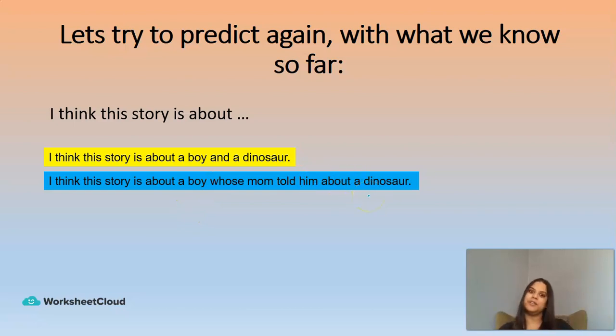Okay, so now I'm going a bit further. I think the story could be about the boy whose mommy was talking to him about a dinosaur. It could be possible. In the other picture, it looks like the mommy is telling him something. And then there's a dinosaur and there's an egg. So it could possibly be that. Okay.